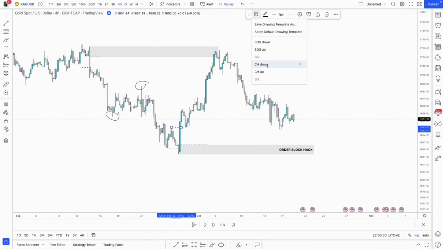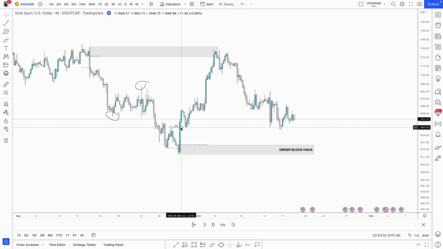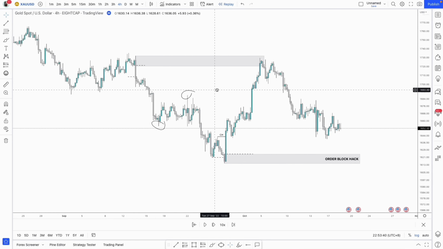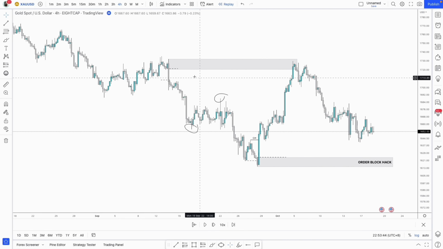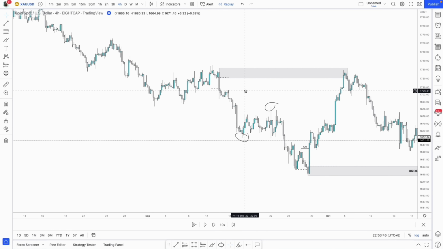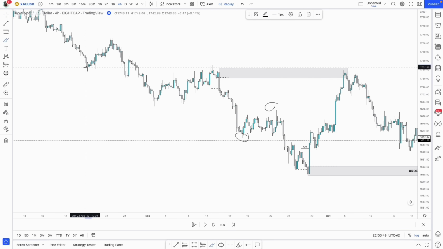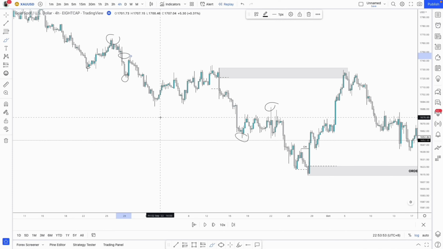A change of character up. This was the shift from supply to demand. Supply coming down and demand taking control. So this is the area where the market first had its area of reversal. Funnily enough, so was this one, because what do you see? You see price coming down, high, low, high, low, high.